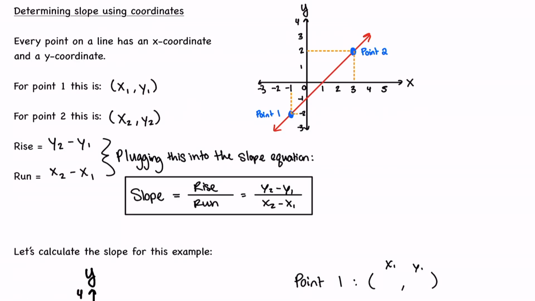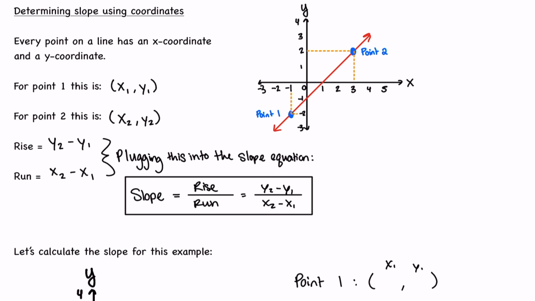Another method of determining slope is using coordinates. So every point on a line has an x coordinate and a y coordinate. So for example, if we look at these 2 points over here on the graph, point 1 has an x value of -1 and a y value of -2. And point 2 has an x value of 3 and a y value of 2.